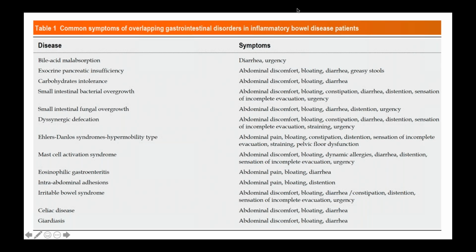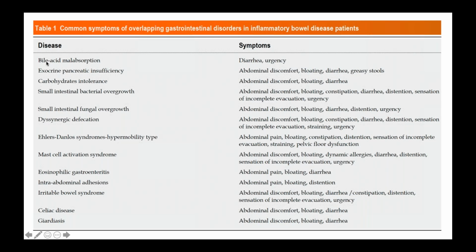This was actually more related to IBD, but it's very relevant because it's talking about differential diagnosis of symptoms and other things that can contribute to the symptoms that are often seen in IBD. And those overlapped to some extent with IBS and SIBO. So you'll note here on the left, there's a column for disease, and then also a column for symptoms. I'll just go through a few of these.